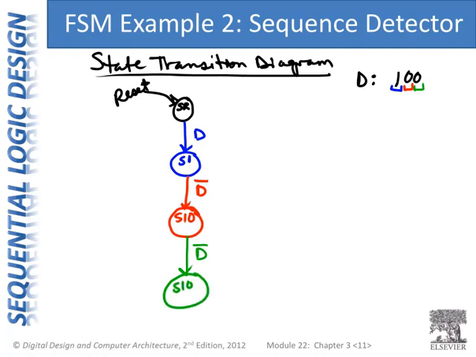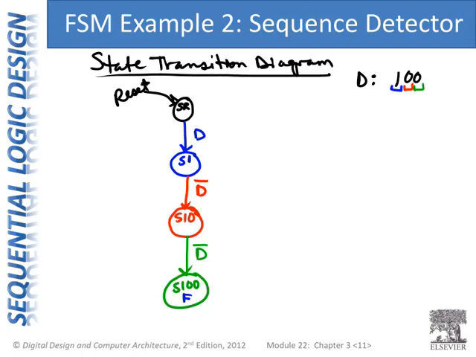S100 state. If we're in the S100 state, at that point we've found the sequence we're looking for, and we can assert the F output. So F is asserted in the S100 state. To avoid clutter, we only draw or list the output in the state where it's asserted. In all other states, F is 0. So that's the first step in drawing the state transition diagram.